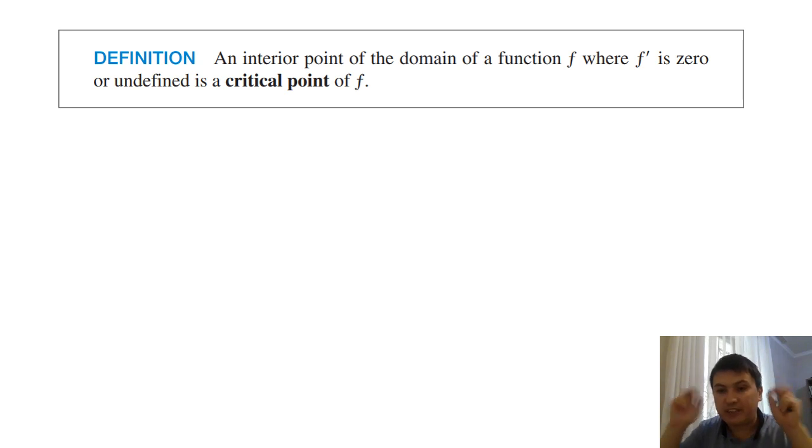So these are my sort of candidates for the extreme values. But also, I need to check the endpoints, right? Because I don't know what's happening on the endpoint. I also need to check. Because if you remember the previous examples, we get the cases when endpoints give us extrema.